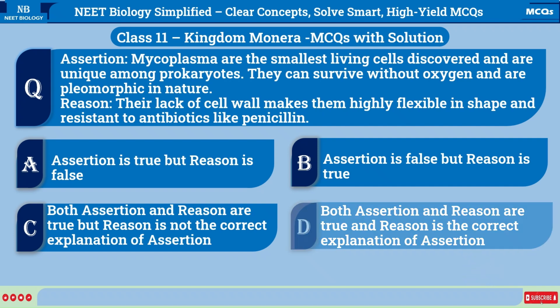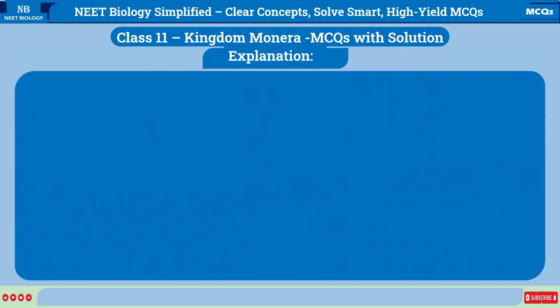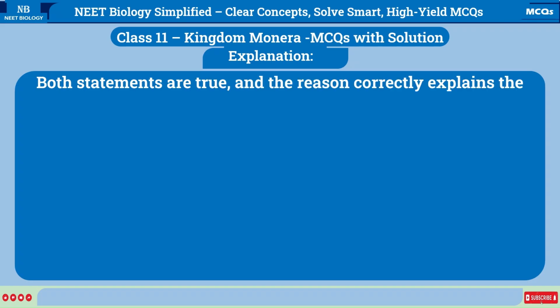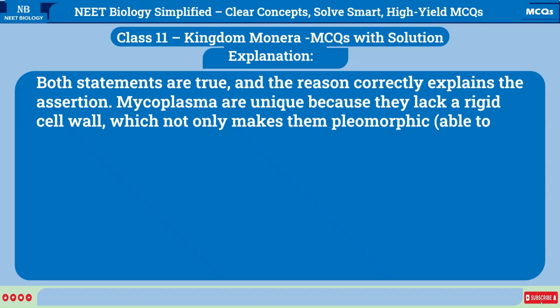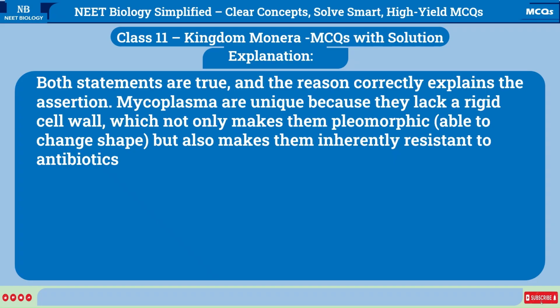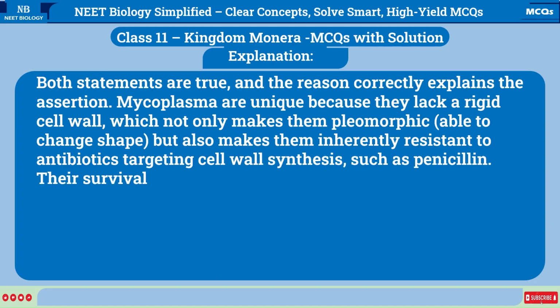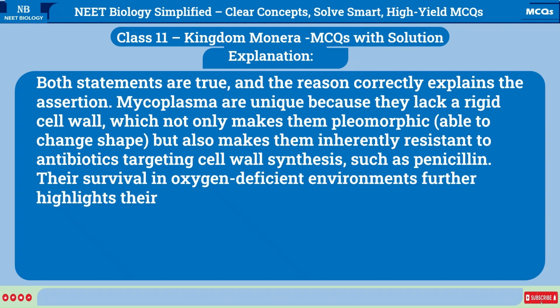Correct option is D. Both assertion and reason are true and reason is the correct explanation of assertion. Explanation. Both statements are true, and the reason correctly explains the assertion. Mycoplasma are unique because they lack a rigid cell wall, which not only makes them pleomorphic, able to change shape, but also makes them inherently resistant to antibiotics targeting cell wall synthesis, such as penicillin. Their survival in oxygen-deficient environments further highlights their adaptability.